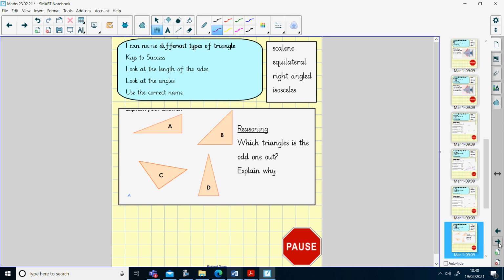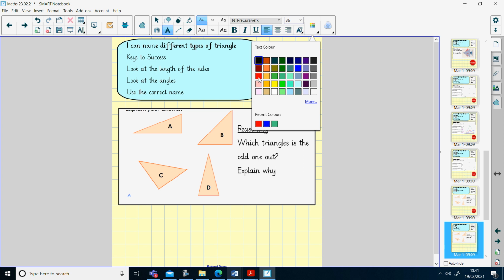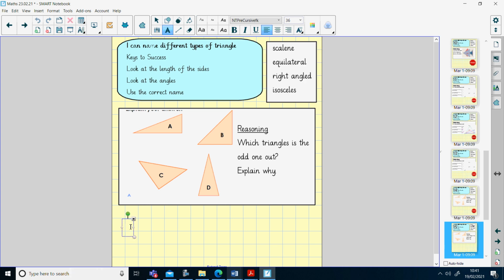Okay, let's have a look at this reasoning question here. Which triangle is the odd one out? Pause the video, have a look at the triangles and see if you can work out which is the odd one out. Come back to me when you're ready for the answer. Okay, children, did you manage to spot which triangle was the odd one out, I wonder? Hopefully you have worked it out by identifying what the triangles were.